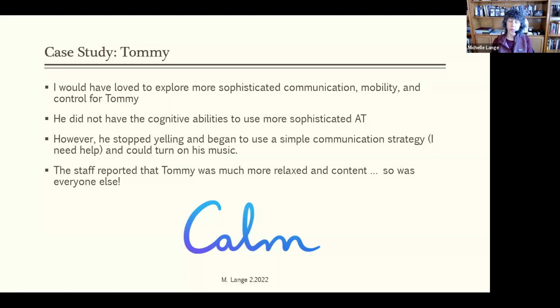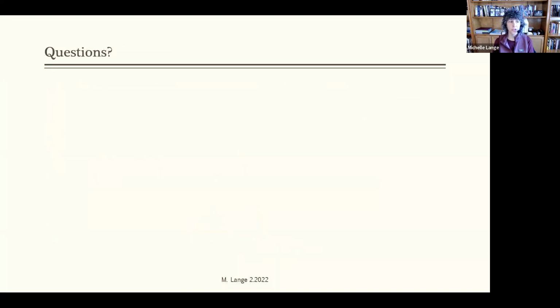So I sure hope that we could do more with Tommy, but it made a big difference, I hope, to his quality of life and to the people that he lived with, and it really reduced what could have become a pretty volatile situation. So any questions about Tommy before we move on to our last case study?